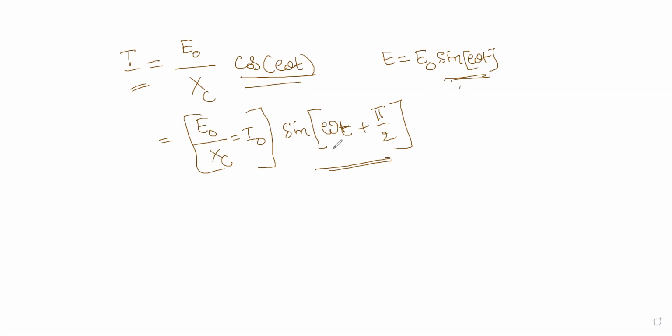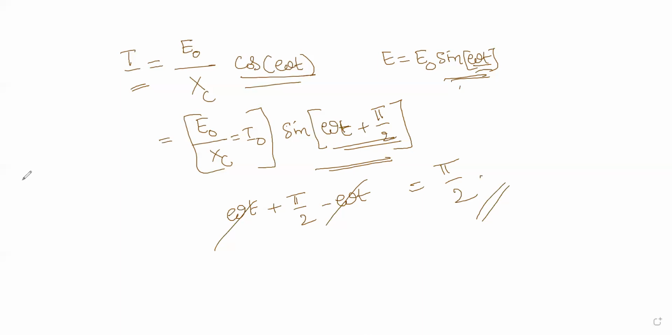You see this part minus this part, the difference of the arguments you have to take. So what is the difference of the arguments? Omega t plus pi by 2 minus omega t. This is the difference of the arguments. So these two get cancelled out and what you get is pi by 2. Clear?